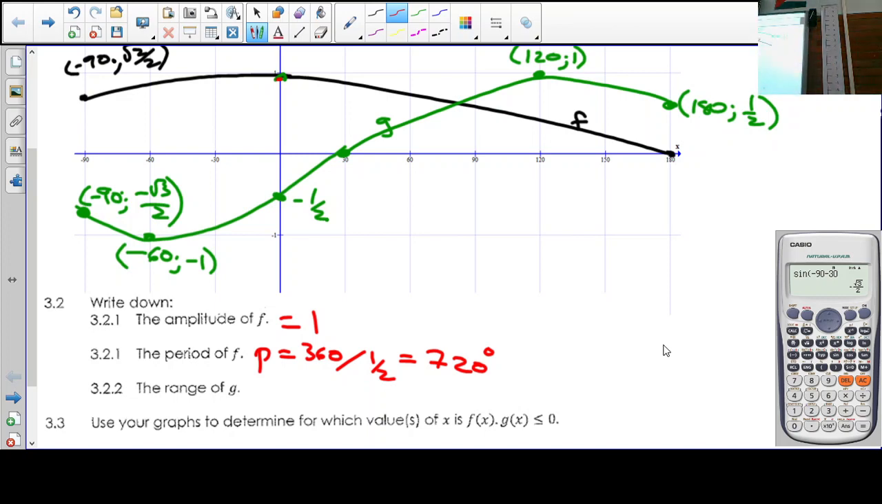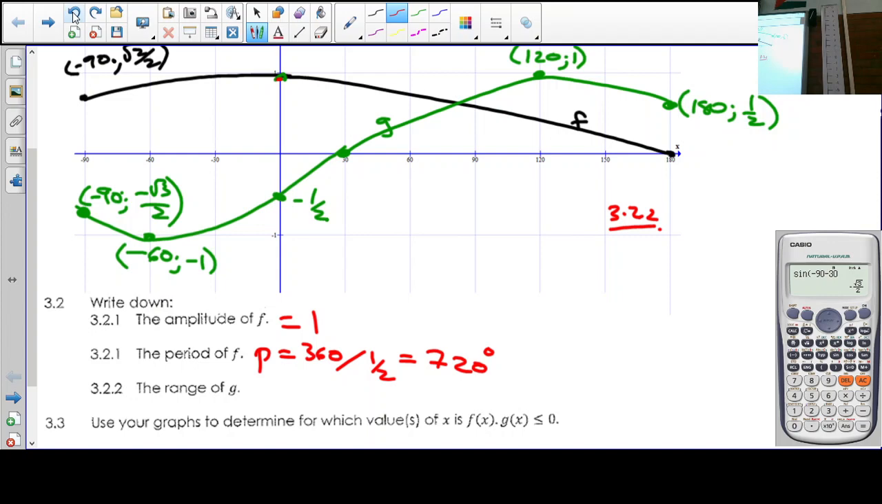Alright. Then in 3.2.2, the question says the range of g. So which graph is g of x? The green graph. Not so. What is the range? Range is all possible y values. Does this graph exist at negative infinity on your y? No. It starts existing at negative 1 till 1. Can you see from negative 1 to 1 this graph exists? You will agree with that?